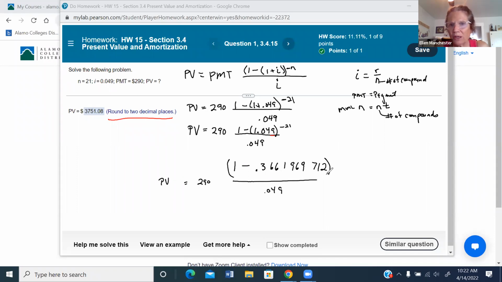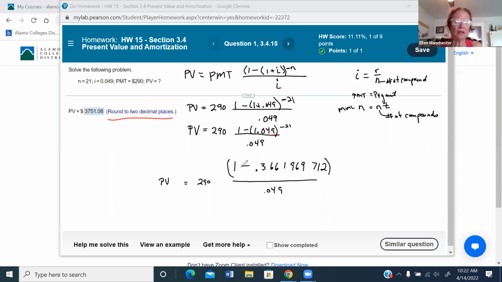All right, here's where it gets tricky. With future value, you were able to just take this value and subtract 1, because remember it was 1 plus I to the N, minus 1. That's future value. Different. Now we are subtracting our amount here, this 0.366, from 1. So you have to go backwards. You have to go back to the front and do 1 minus 0.36619699712, then get the answer.